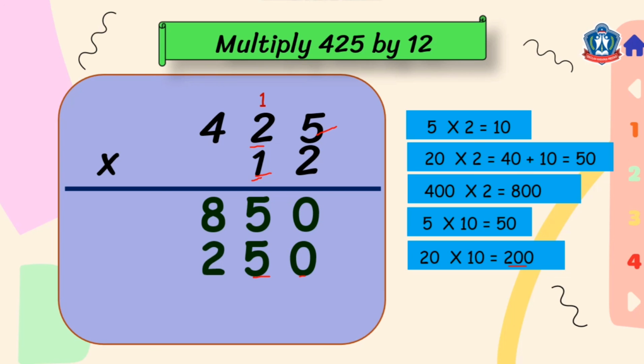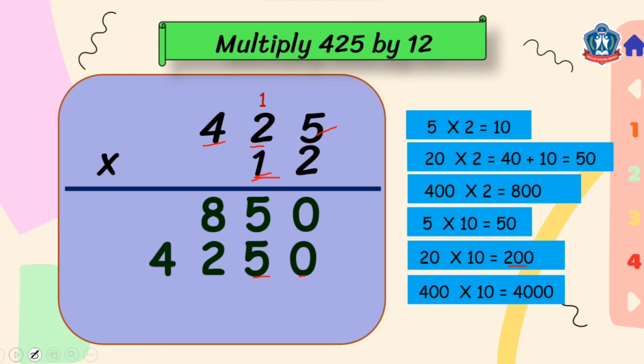And the last one is the 400 times 10. What is 400 times 10? 4,000. So we just write 4 here. Are we done? Not yet. Next step is to add all. Okay, so we add all our answers.